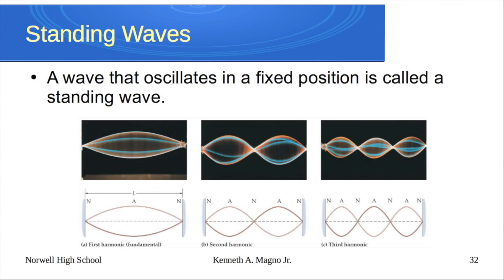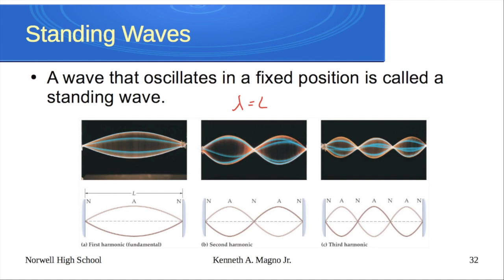Now, we're not just going to be limited to a single pair of nodes and antinodes. We could have it set up so that you've got additional antinodes and nodes. We can add an extra antinode and node, and we get the second harmonic. And with the second harmonic here, lambda is equal to L. Or we could again add another.